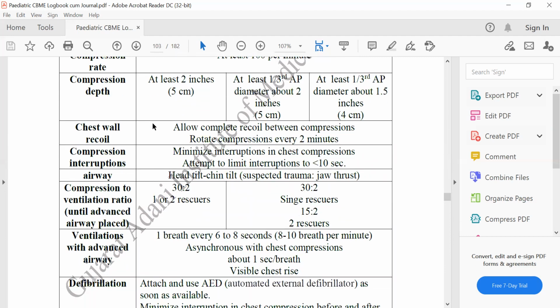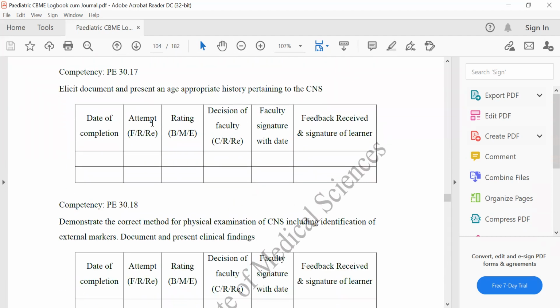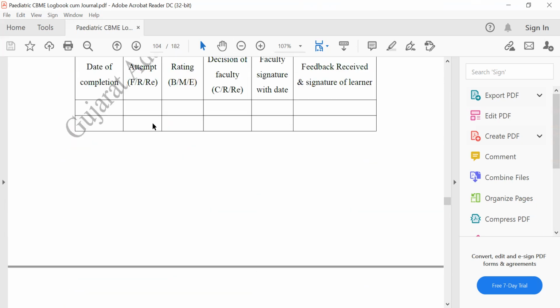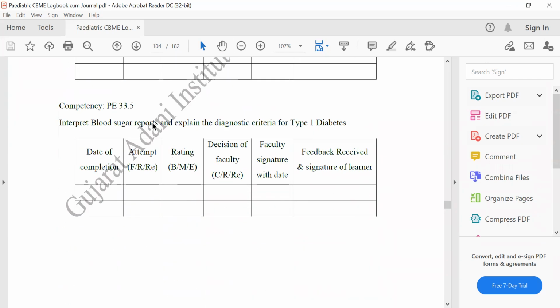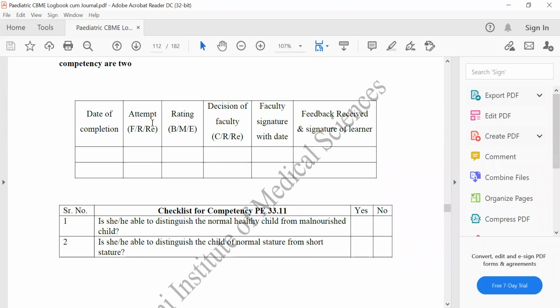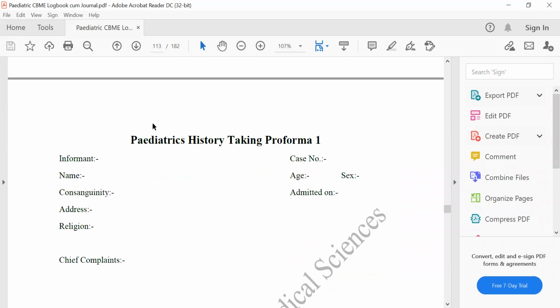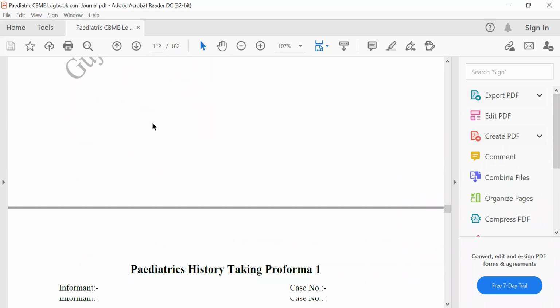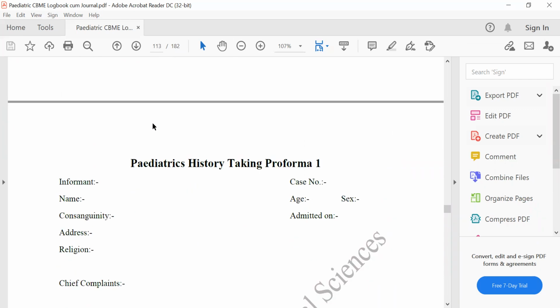So this table for the basic life support, this is certifiable. So after all these competencies, I have put a few pages for. So all the competencies I have covered according to phase 2, phase 3 part 1, phase 3 part 2.